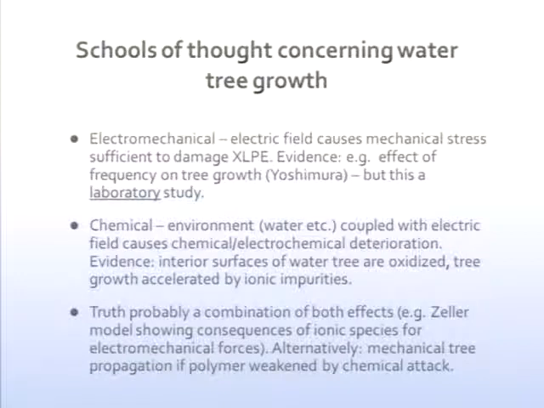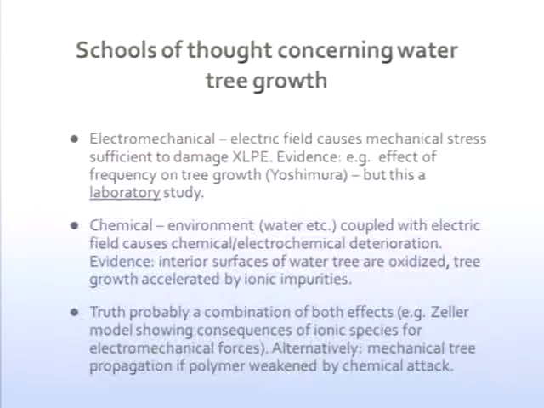Now, the truth, as Steve pointed out this morning, is probably a combination of both effects. And there is this model by Zeller showing the consequences of ionic species on these electromechanical forces, and also on the chemical potential, I might add, the propensity for the species to react. And alternatively, we can think in terms of the propagation of a mechanical tree proceeding if the bonds in the polymer are weakened by chemical attack.